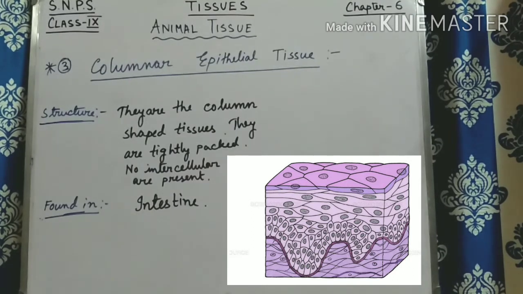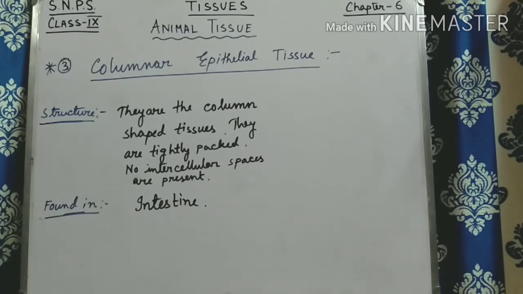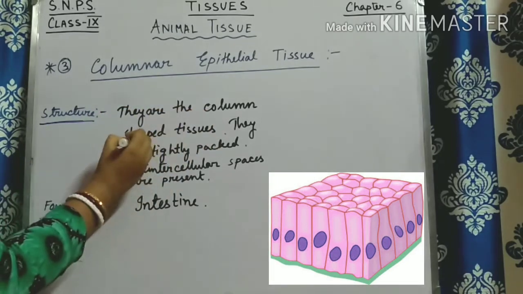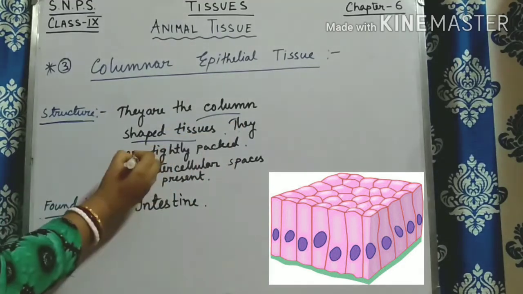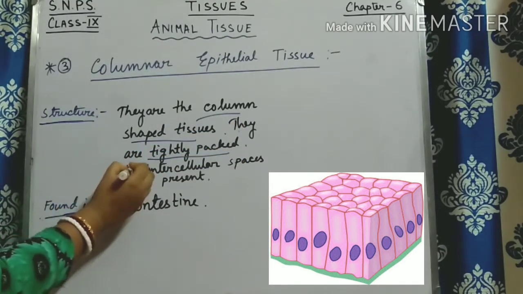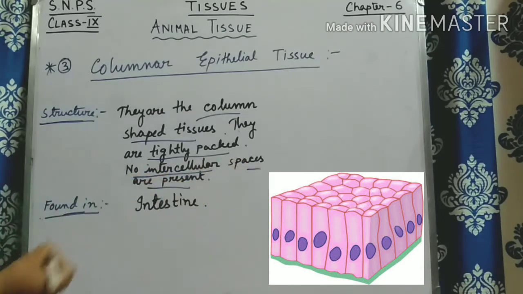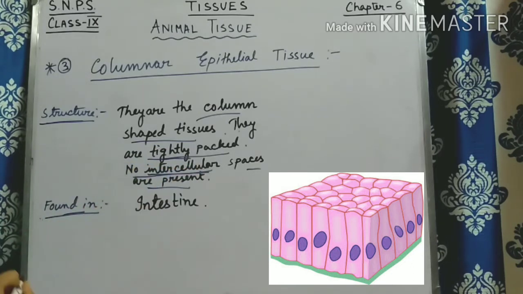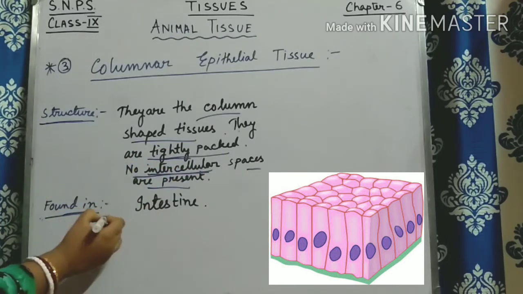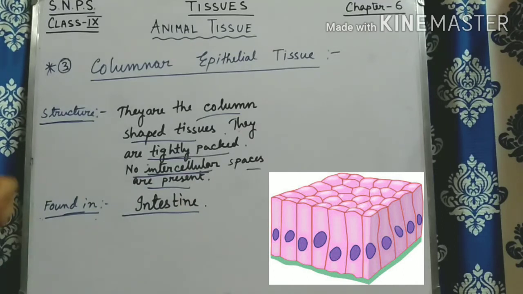The next one is columnar epithelial tissue. The structure of this tissue, as you can see in the picture, is column shaped. That's why the name is columnar epithelial tissue. They are tightly packed, so no intercellular spaces are present there. This type of tissue is found in the intestine, on the inside of the small intestine.